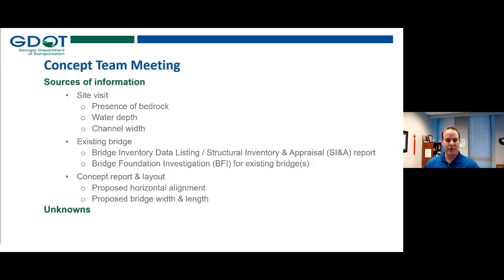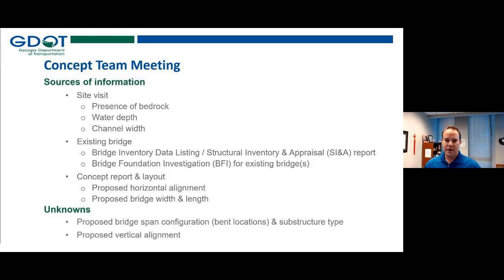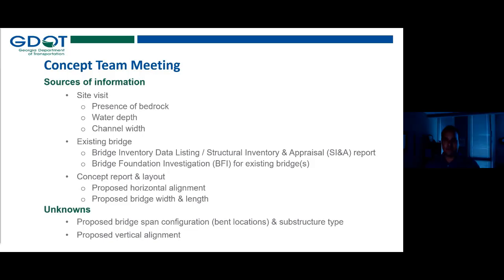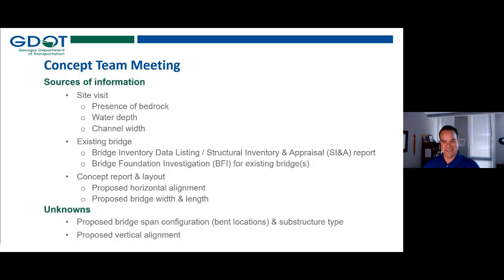So with those few variables, we can start piecing this puzzle together to get to section 20, plan sheet developed by the time we submit plans to environmental protect studies. There are things we don't know. We do not know the proposed bridge span configuration. And by that, I mean the location of the vents, and we do not know the substructure type.